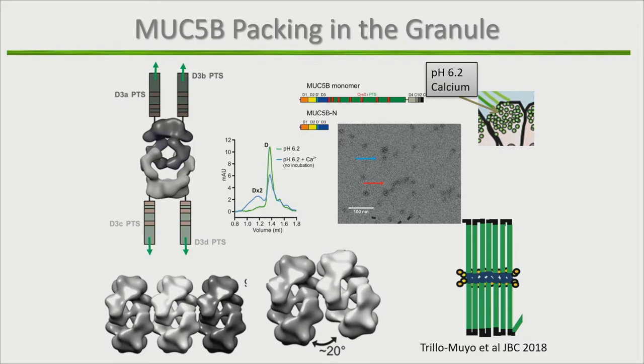The MUC5B mucin is much more simple because it's more like we have expected. It's forming linear molecules, and I will go through some of the things we published before. In the cells, when you pack them, the N-terminal end is packed, and then the rest of the mucin domains are pointing out. Down here you have the C-terminal end coming back and forth like this. And this is based on the low pH in the secretory granules.